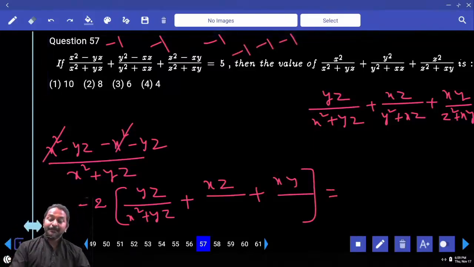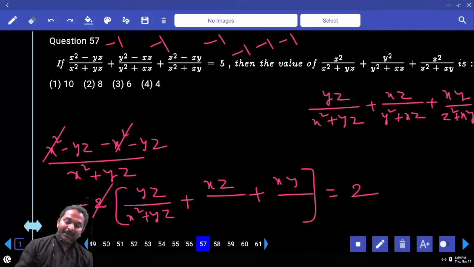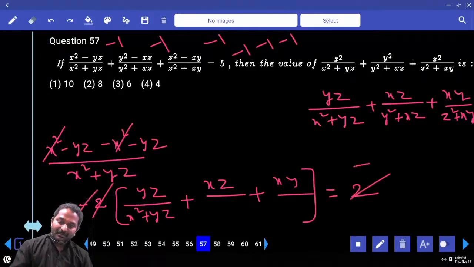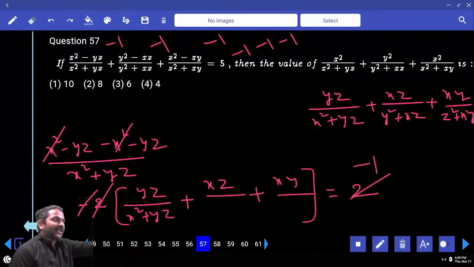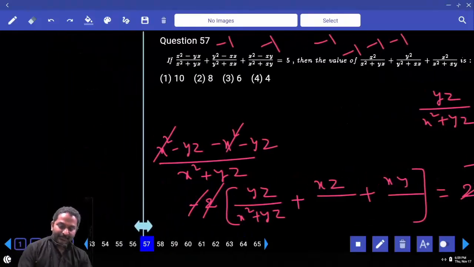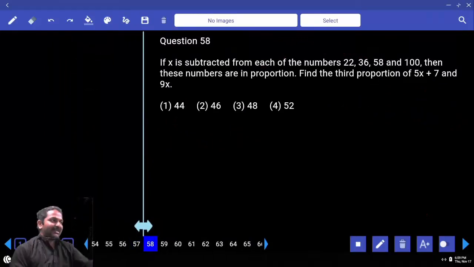How much is that? Two. How many times? Minus 2 how many times? Minus 1 time. Minus undi kada, adi evariki istaru mari? How much must be the answer in that case? Minus 1. Yes? Yes, sir. Next. So when I say do something next time, don't directly add x, y, y, z, something like that. Add 1 or subtract 1. Something like that. Okay na?